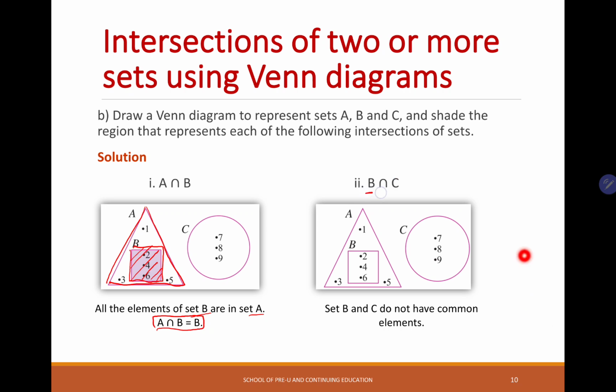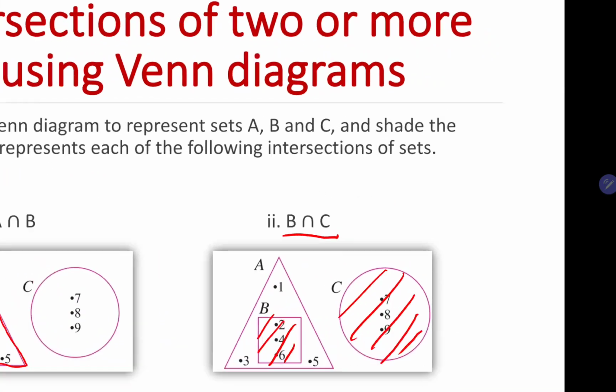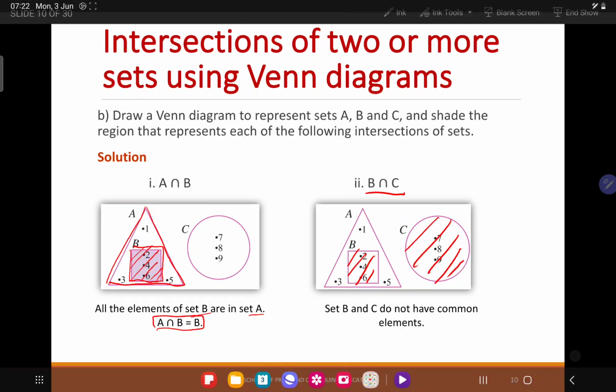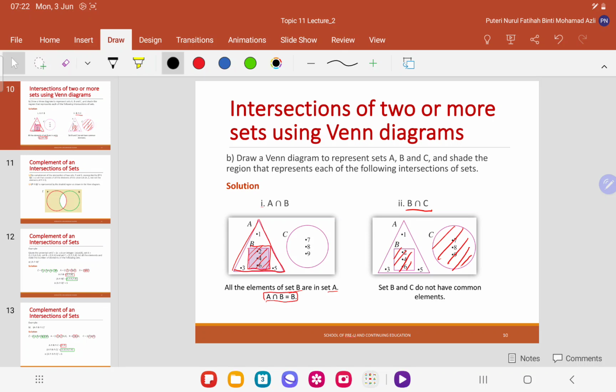And shade the region B intersect with C. So B here intersect with C. Do they intersect? No, they do not intersect. So that's why we cannot represent it using a shaded region here. This one you can delete. Okay.